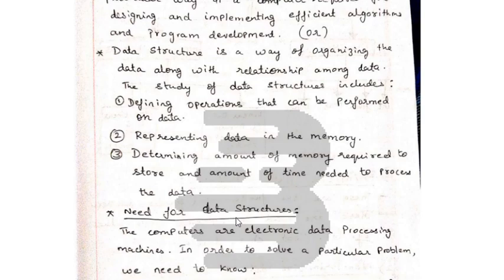So now let us learn with a real life example. Think of your school bag. Books are arranged by subjects, so you can quickly find maths or science books. If it was messy, you would waste time searching. Same with computers. So, the need for data structures.